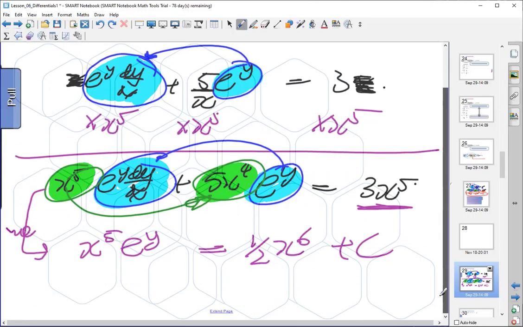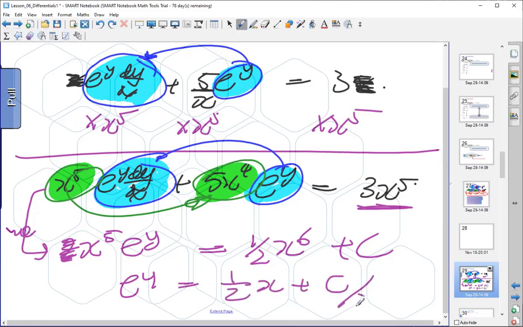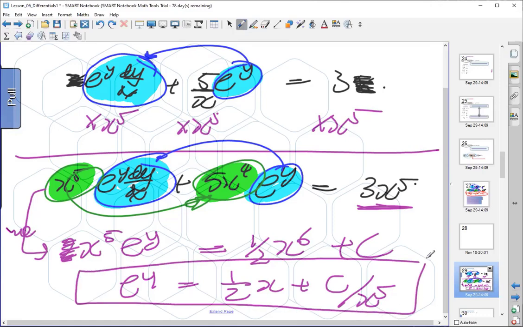And then now maybe we'll multiply through everything by 2. No, we won't multiply. Let's just divide everything through by x to the 5. I think I'll just leave it there.